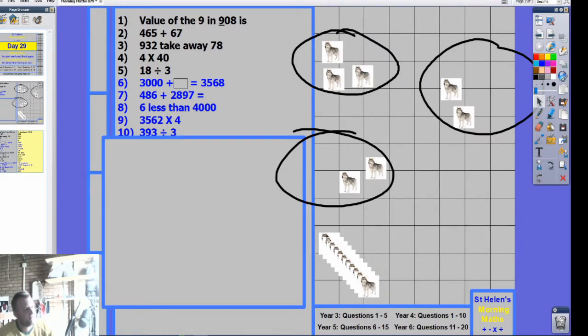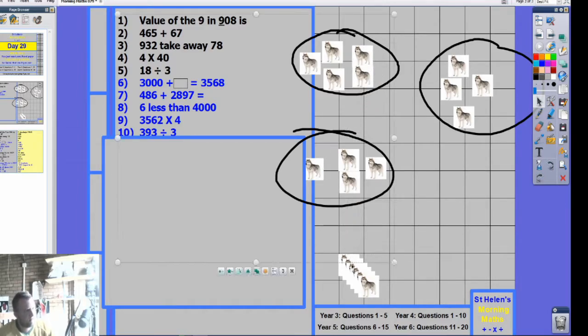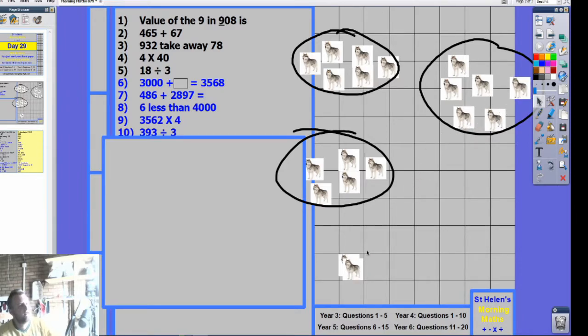7, 8, 9, 10, 11, 12, 13, 14, 15, 16, 17, 18. Good. I don't need that one because there were only 18 wolves.